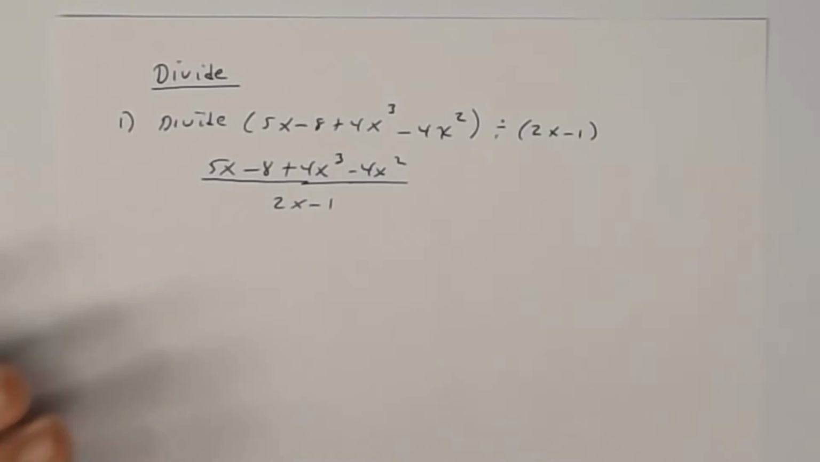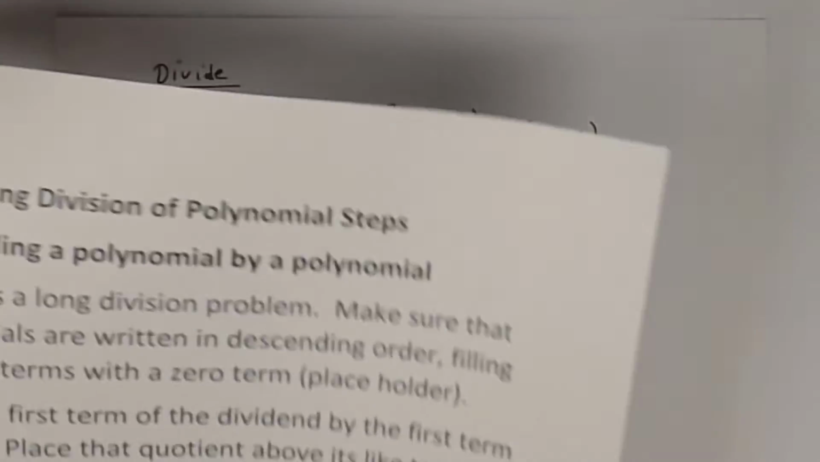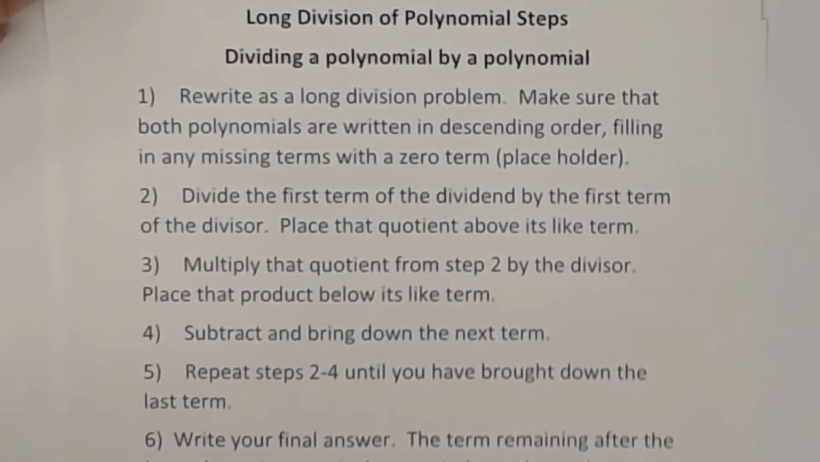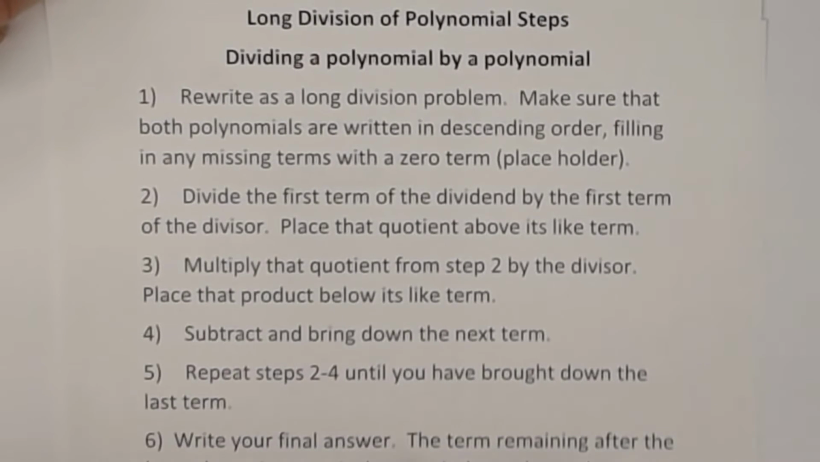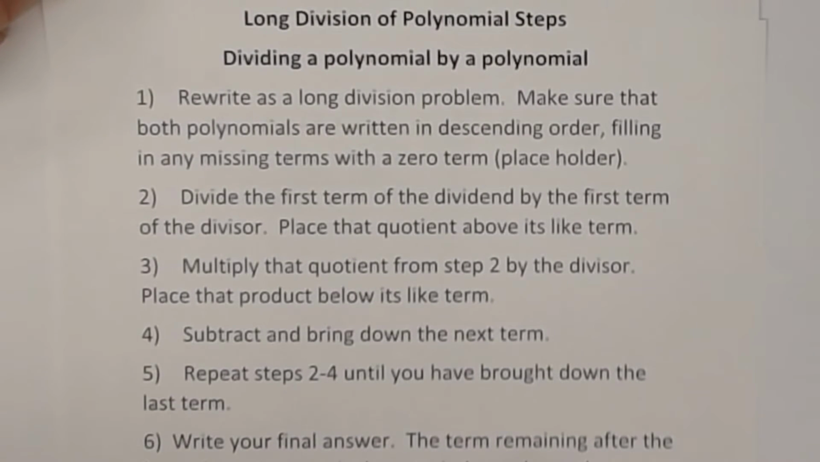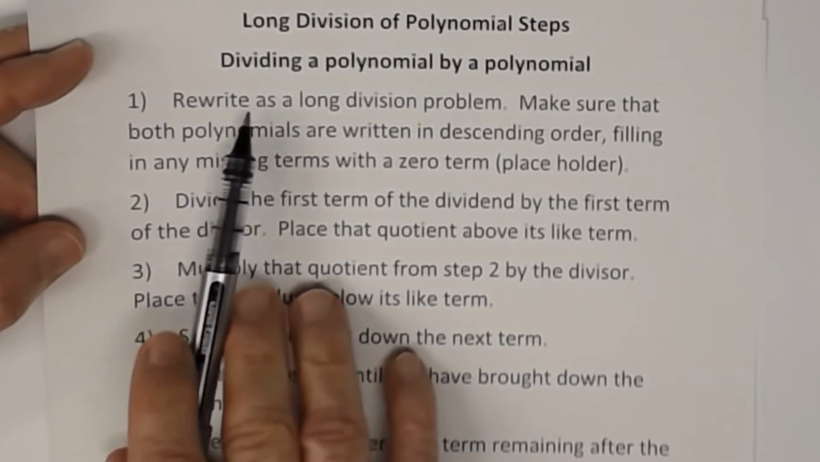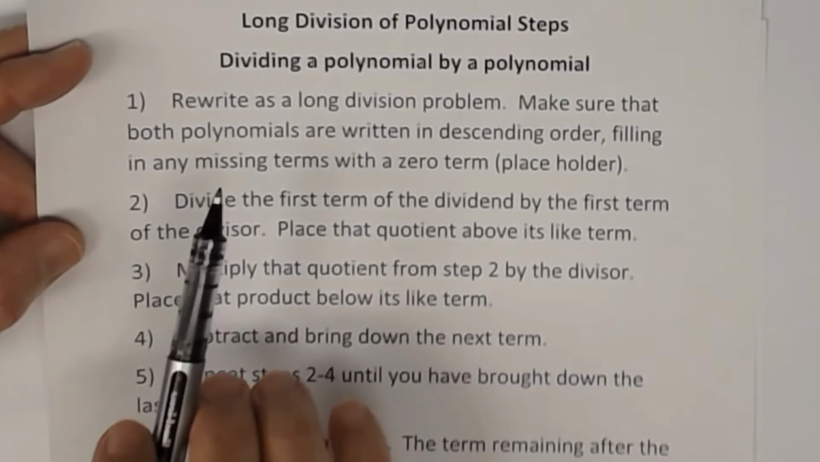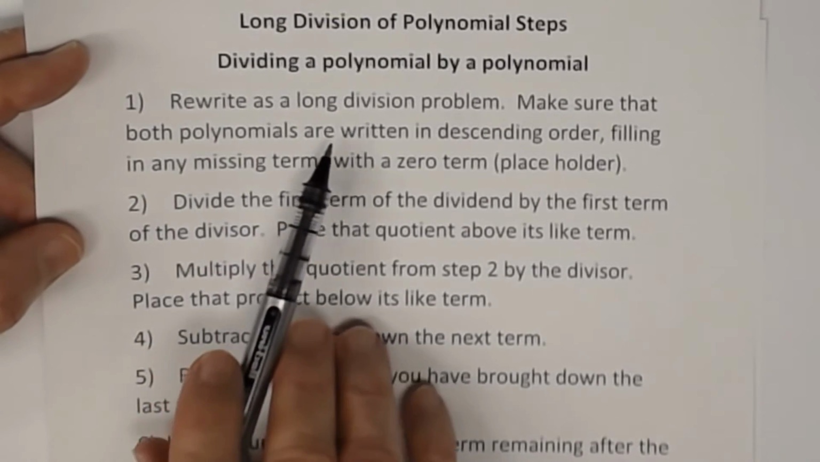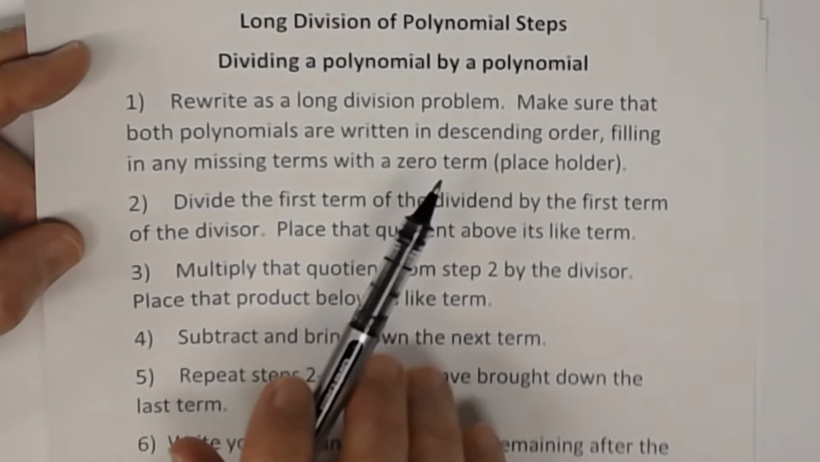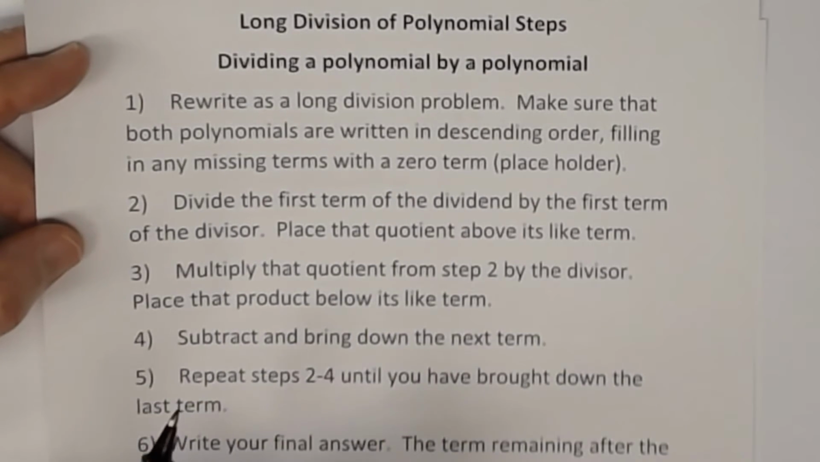Okay. Now the next thing I want you to do is I need for you to take out your steps for using long division. So we used this in a previous lesson, and it's in your Canvas course if you need to go back and get it. Okay, so notice number one says you're going to rewrite this in a long division problem, and you're going to make sure that both polynomials are written in descending order. And if there are any missing terms, you're going to use a zero term as a placeholder.